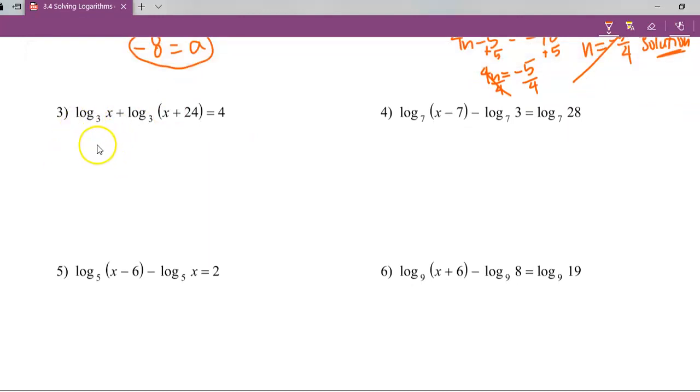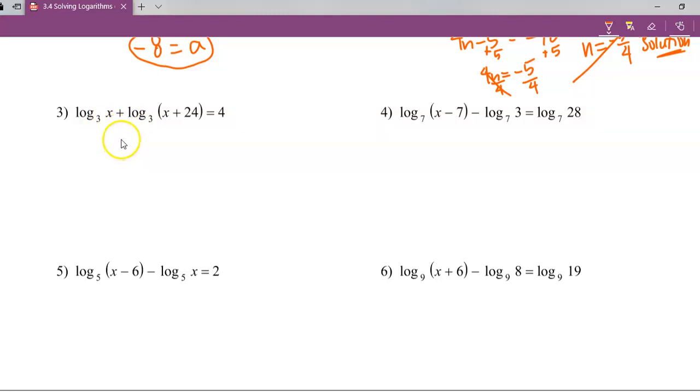I don't have a log base 3 on both sides. I have 2 log base 3's on this side being added together, and it's equaling a number on this side of the equation. So because of that, I need to change tactics a little bit here. The first thing I'm going to do if I have more than one log on one side of the equation is I'm going to condense the logs.